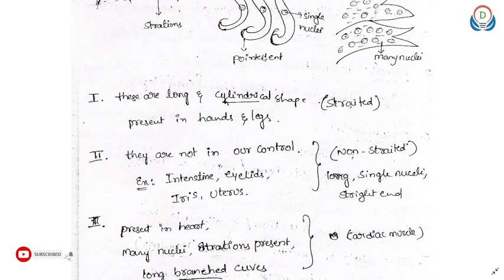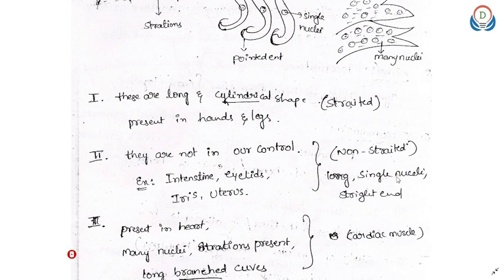The second one is non-striated muscle, which is also called involuntary muscle and smooth muscle. This is the second one. They are not in our control. Examples are the intestine. We can't control it, and we can't control the eyelids either. So examples are the intestine, eyelids, arteries and uterus. These are examples of non-striated muscles, right?